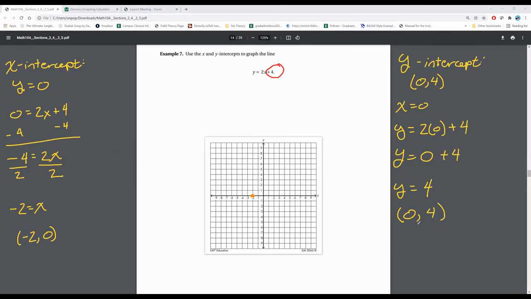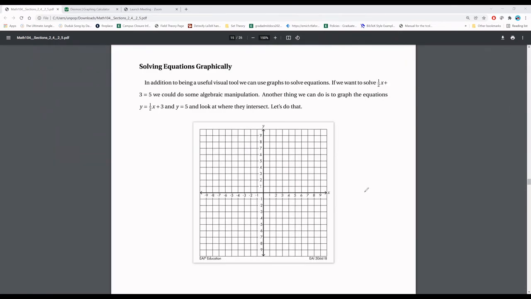Okay. Graph this, I get (0, 4). There's the point (0, 4). And then I simply need to connect those two to the best of my ability. Indicate that this line goes on forever. And I have it.